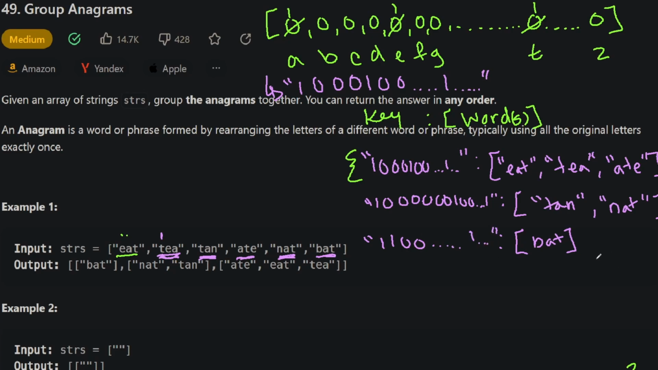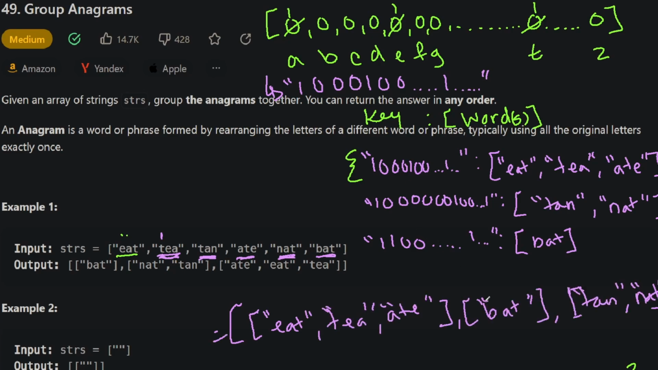And at the very end, we just return all of the values here, and the values would be pushed onto an array, so in any order. So at the very end, we return all of the values of this object into an array. So it would be in any order, so it can be eat, tea.